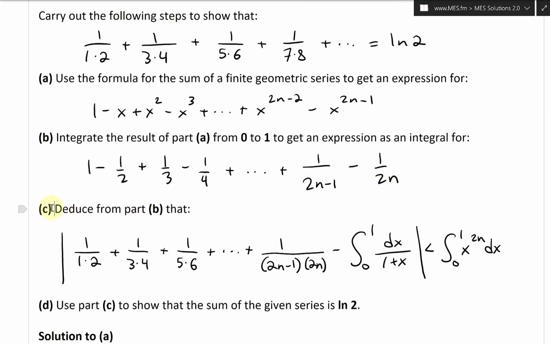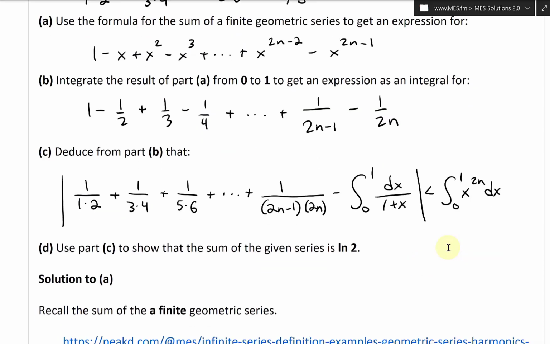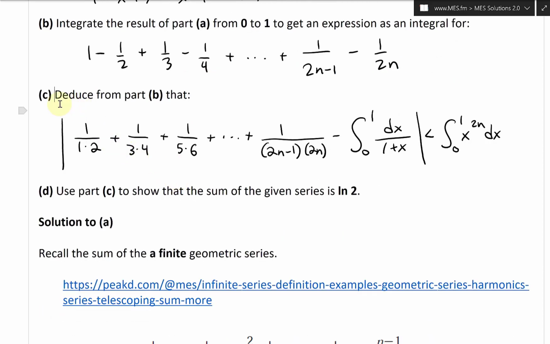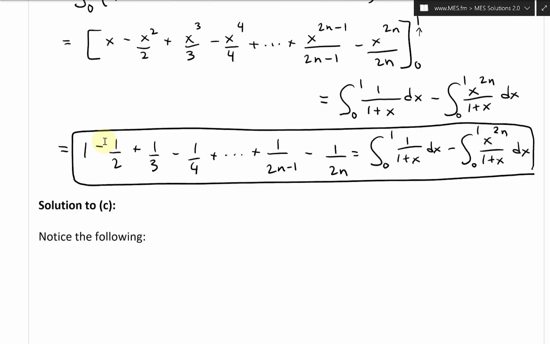And now we're asked in part C to deduce from part B that the absolute value of 1 divided by 1 times 2 plus 1 divided by 3 times 4 plus 1 divided by 5 times 6, etc., all the way to 1 divided by 2n minus 1 times 2n, and then subtract the integral from 0 to 1 of dx over 1 plus x, and the absolute value of all this is less than the integral from 0 to 1 of x to the power of 2n dx. Alright, so let's take a look at the solution to part C.